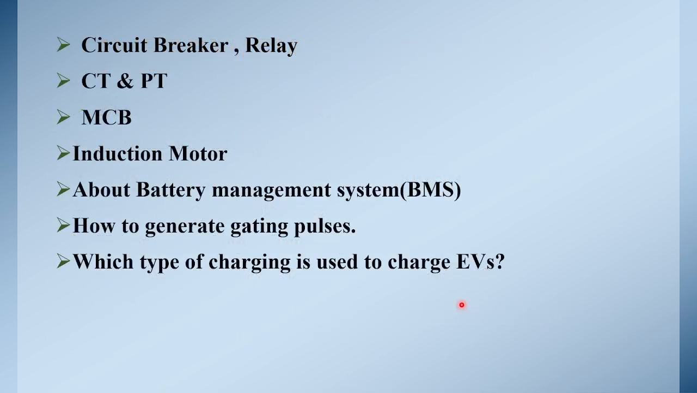Then they asked about the circuit breaker, what it is and its working principle, and then relay. If I could recall, they asked me to explain the working of an electromagnetic relay. They told me to draw it in the copy and explain its working principle. Then they asked me about current transformer and potential transformer, what the applications of these transformers are, and how we use them in our power substations. And then basic principles of MCB, how MCB works. So you have to explain how it's going to work.